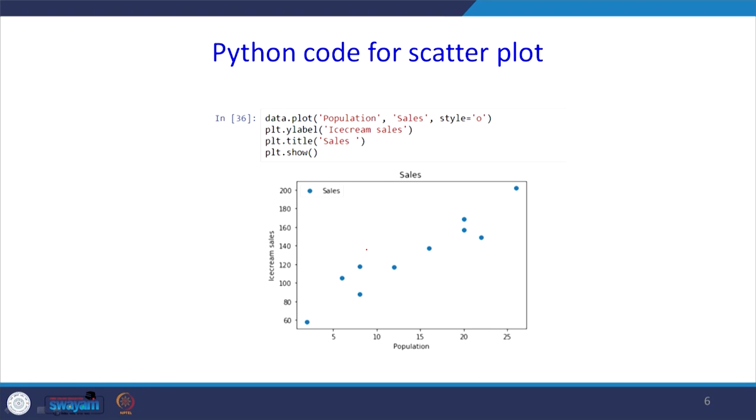First, we will plot the scatter plot. So, data.plot population comma sales, style equal to 'o'. Y label is ice cream sales, and the title is sales, then we show it. So, what is happening? There seems to be some positive trend. When the student population is more, there is a greater number of sales. We will find a regression model for this.